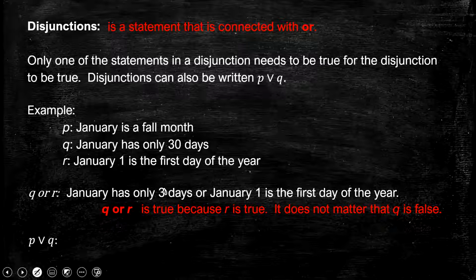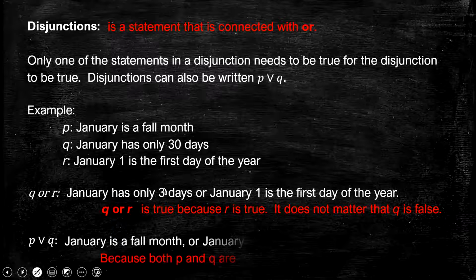P or Q, again, we have January is a fall month, or January has only 30 days. When we put that together as our disjunction, they're both false, so the whole disjunction is false. Any questions on that? Does that make sense to everyone?